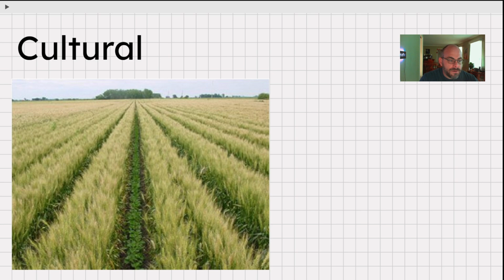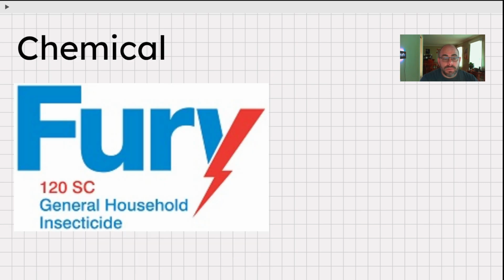Cultural practices. The idea here is the way you farm in a certain area. Intercropping is what you see here, where you have two different crops in one field, so things that are between. Crop rotation is another one, having different crops in different fields at different times. Adjusting planting times, so not doing it at the same time every year, keeps the pests guessing. Then, of course, there are chemical controls, but these should be limited.